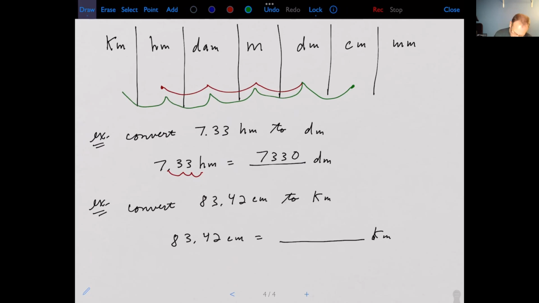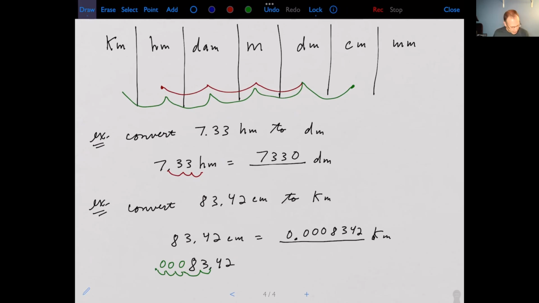So what do I need to do to my number here? I need to move the decimal point 5 places to the left. So let me write it again, 83.42. I'm going to move that decimal point 1, 2, 3, I need to add a 0, 4, another 0, 5. So then my answer will be 0.0008342. And you can always write a 0 in front if you want.